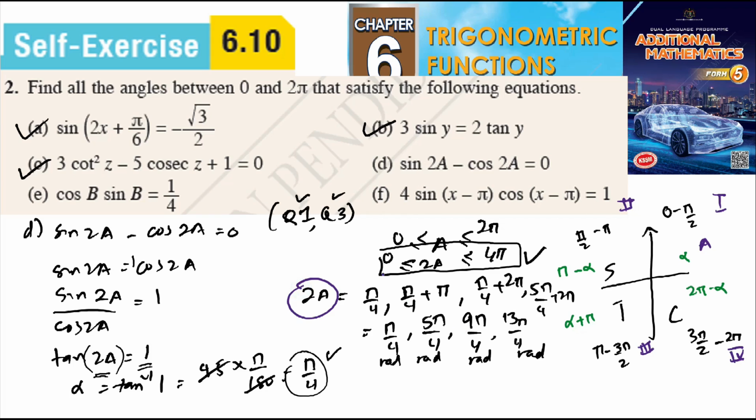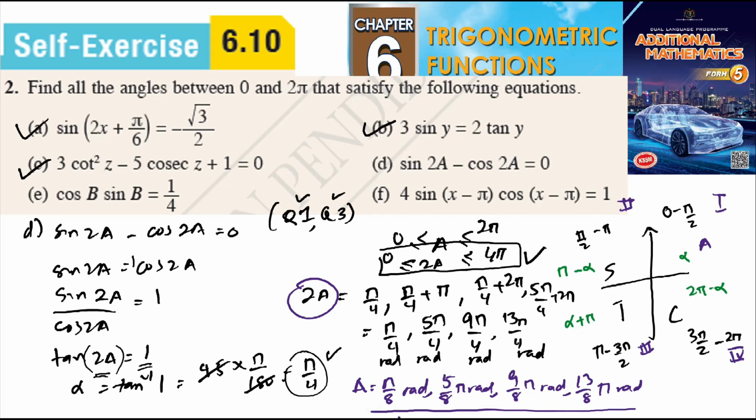This one is 2a, but what we wanted to find is a, right? So a, we just divide everything by 2. So pi over 4 divided by 2, we get pi over 8 radian. 5 pi over 4 divided by 2, 5 over 8 pi radian. This one divided by 2, 9 over 8 pi radian. And 13 over 4 divided by 2, 13 over 8 pi radian. So this is the answer.